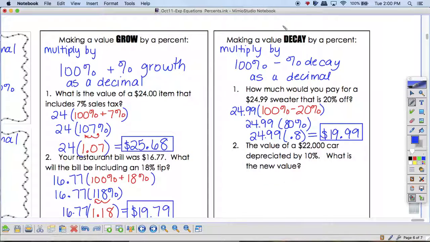Something you're going to hear me say over and over is that you always multiply by what you are keeping. Okay, here I'm keeping 107% of the value. Here I'm keeping 80% of the value. And think about it: if it's above 100, it's going to get bigger. If it's below 100, it's going to get smaller. But always multiply by the percent that you are keeping.